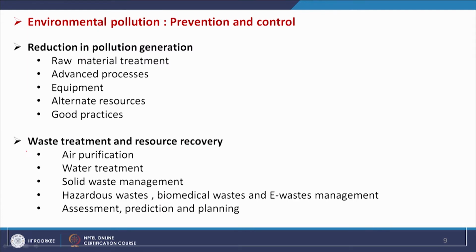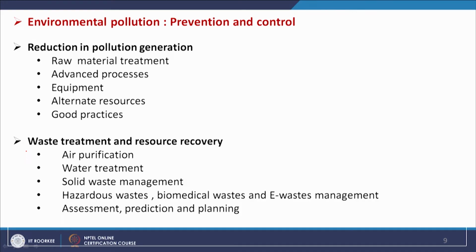Now, we will be talking about the prevention and control of pollution. We know very well that for any problem prevention is better than cure. So, our first approach will be to prevent the environmental pollution, so that more pollution is not generated, and the second step, if some pollution is generated, then we can develop some control strategies and methodologies to control the pollution. That way prevention and control can help to improve the environmental quality.